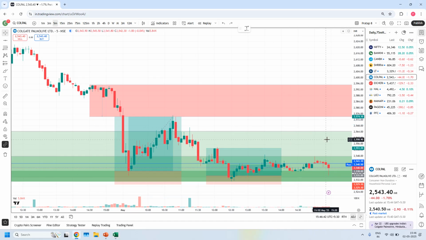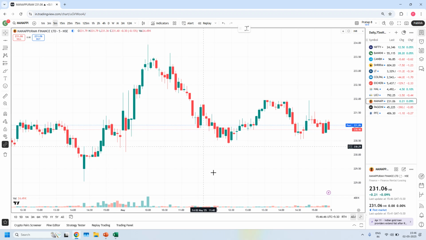Okay, next one is Manappuram. Let us look into Manappuram. This is a very good trade.